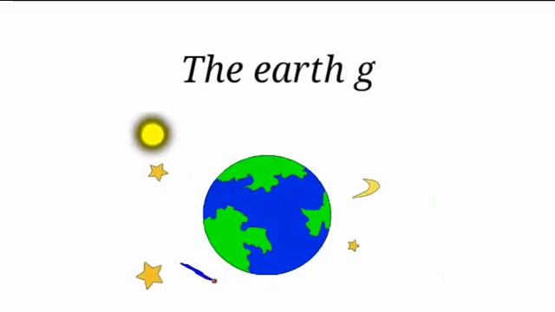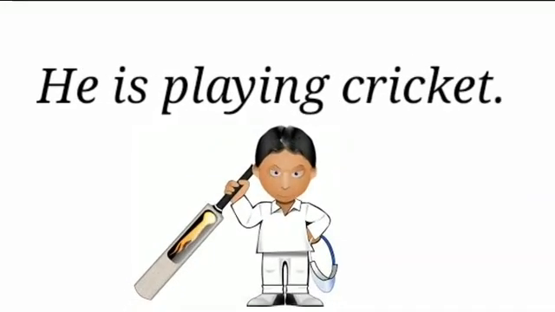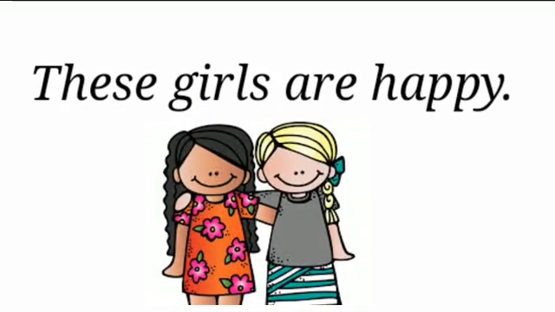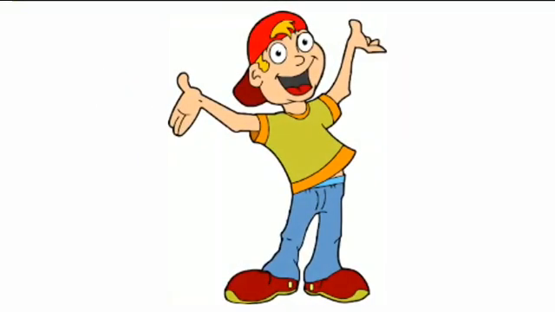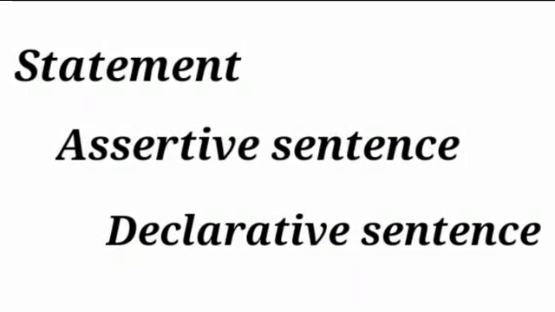The earth goes round the sun. This sentence begins with capital letter and ends with full stop. He is playing cricket. These girls are happy. Each of these above sentences says or states something. It makes a statement or declaration. So it is called an assertive sentence. It is also called declarative sentence.